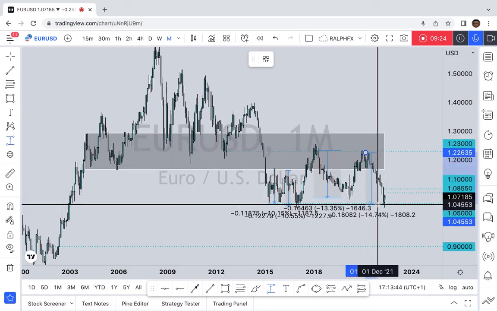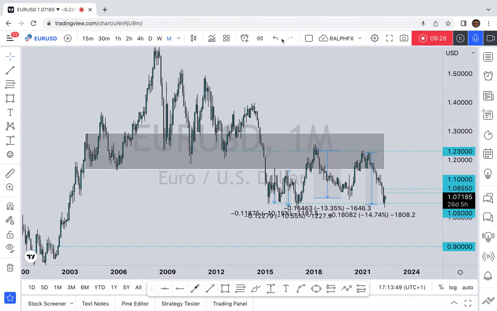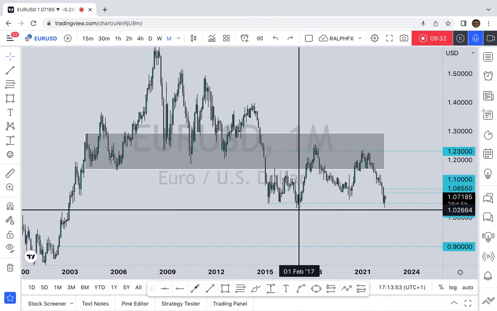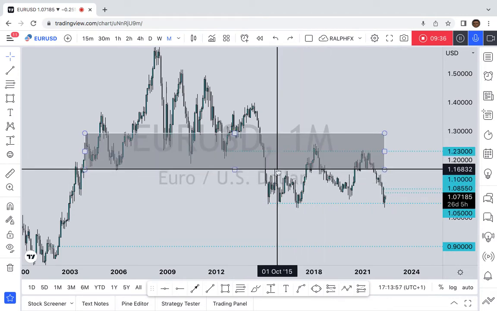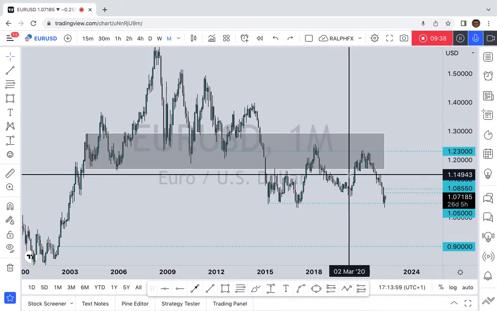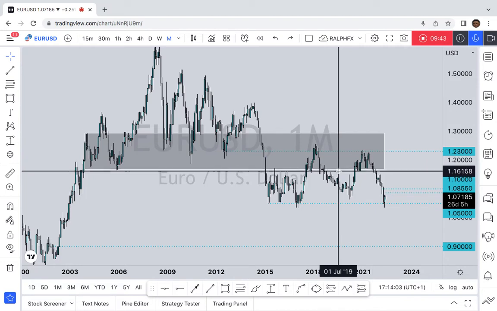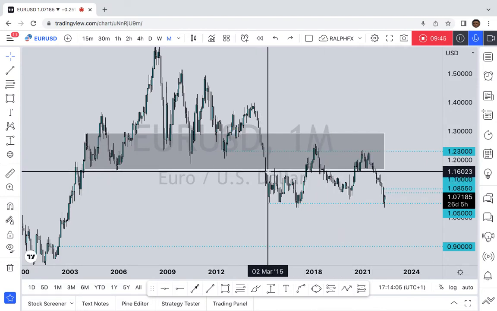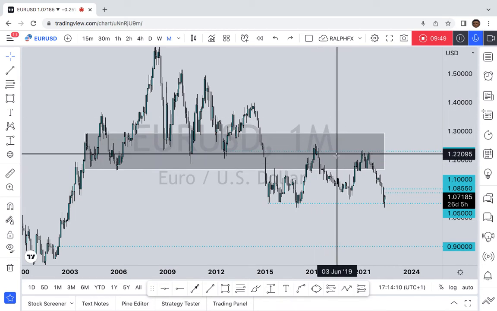And this one is a 1,800 pip move, right? So you can look at how price has moved off of this zone in the past. It is from 2015 all the way to 2021, right? So from 2015 till date, price still hasn't broken above this zone.